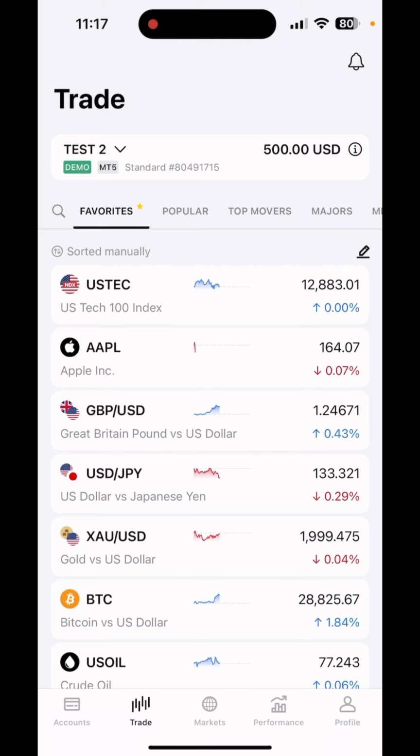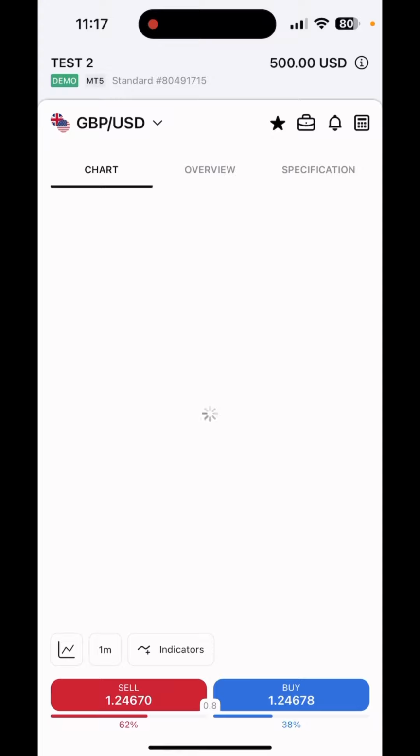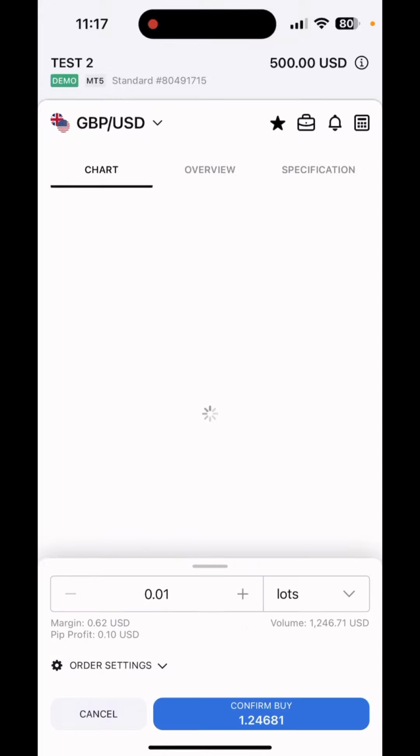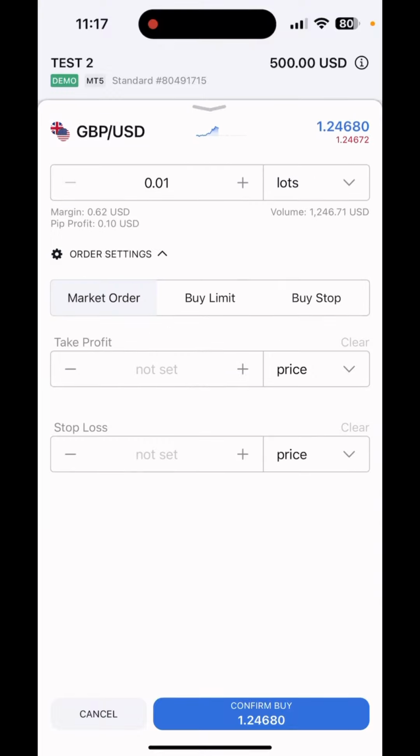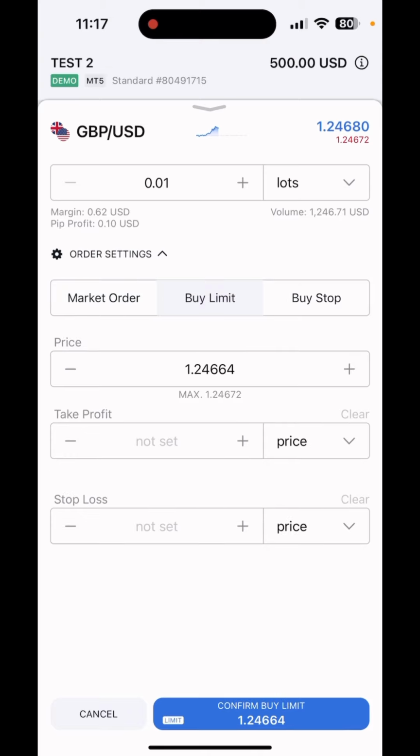So now let's try a buy limit. You click buy, then click order settings. Is it market order instantly? Is it buy limit or is it buy stop? Since, let's do buy limit, you click buy limit. It's just the same thing, the opposite of sell limit. Buy limit is the opposite of sell limit, and buy stop is the opposite of sell stop. The most important thing is just to understand what they mean, and I think I've explained to you what they actually mean. All right, guys.